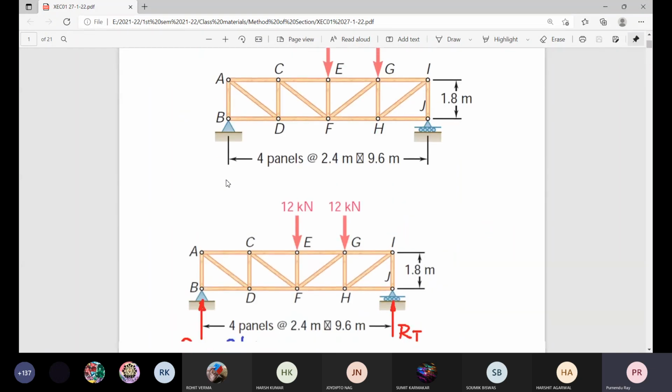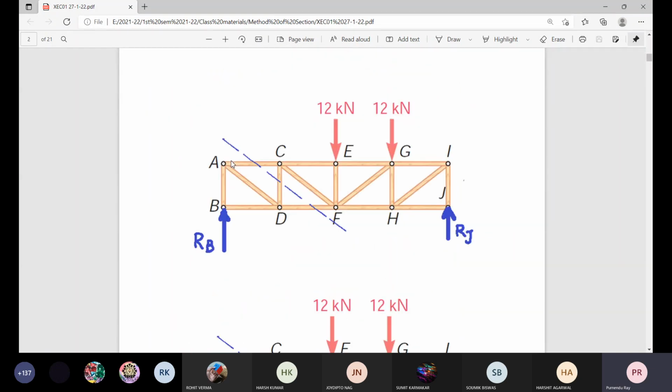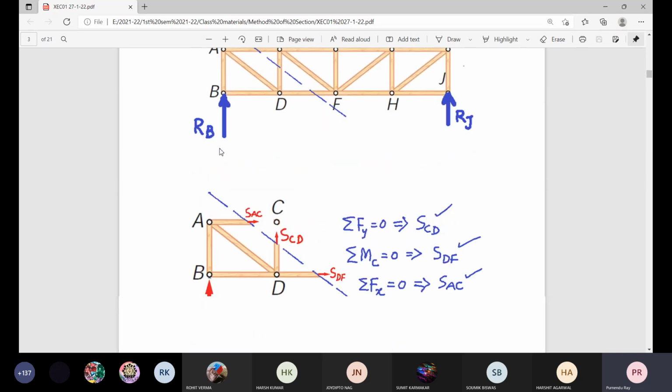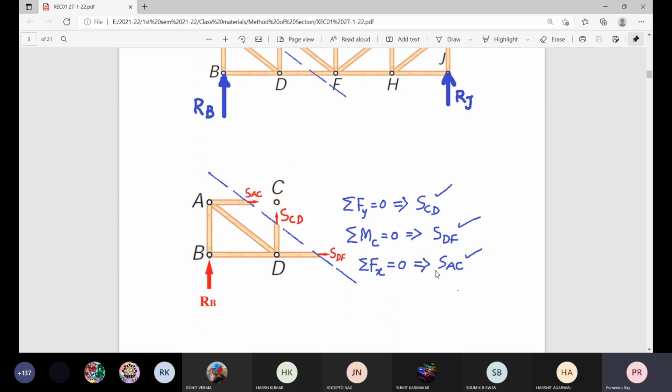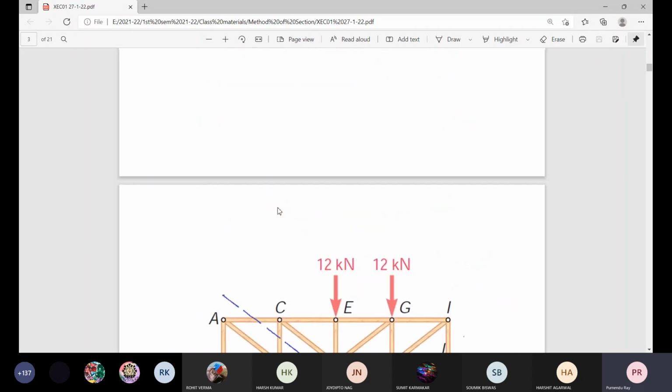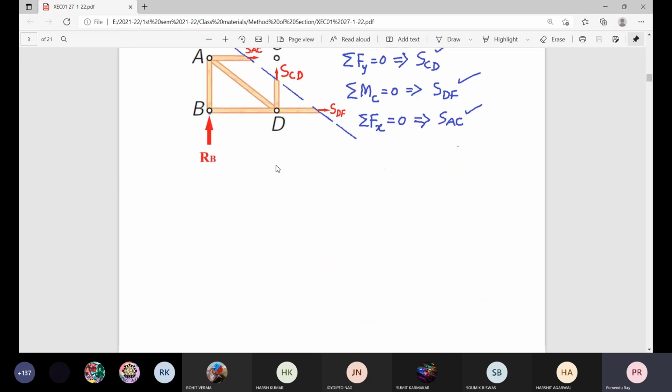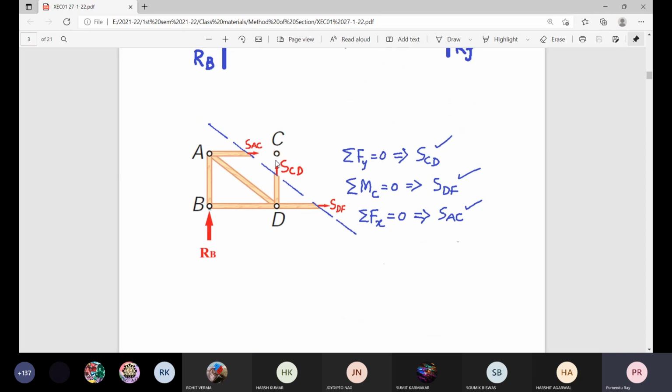Now, for this given problem, consider the section right hand side or left hand side. We approach in that way and we find it. You will find the same result. But direction of SCD here is upward and direction of SCD here is downward. Nothing to worry about that. We are considering two different portions for equilibrium, but nature of that member force is same. That is tensile. For this tensile, it is acting along the member, away from the joint, and for this case also, along the member but acting away from the joint.